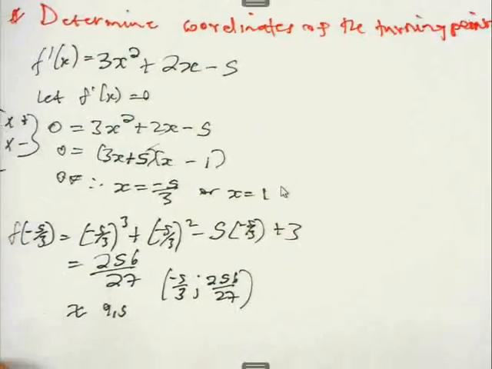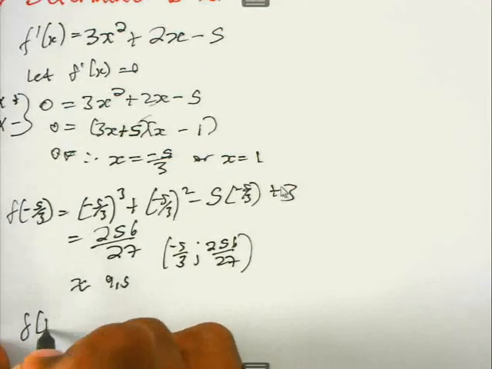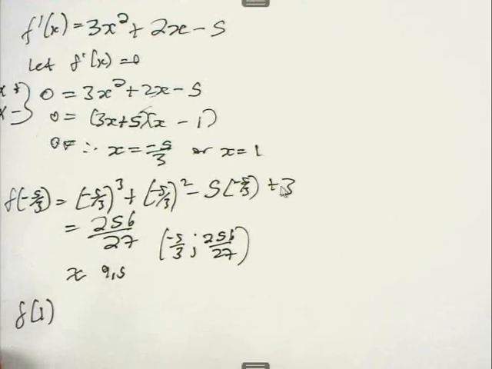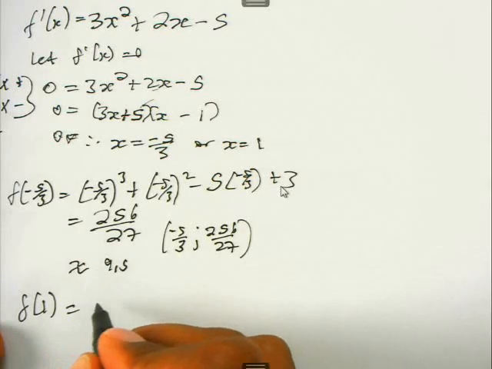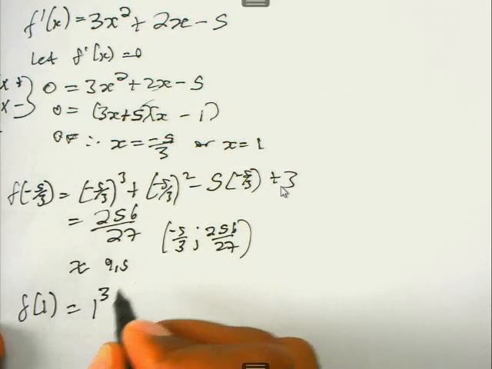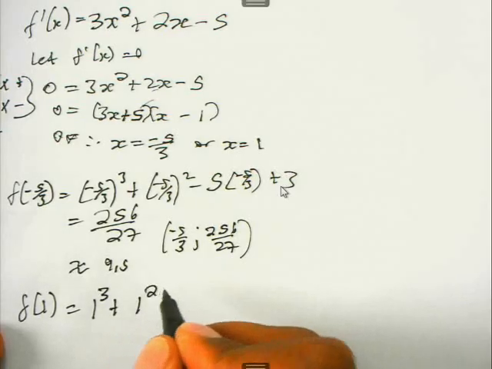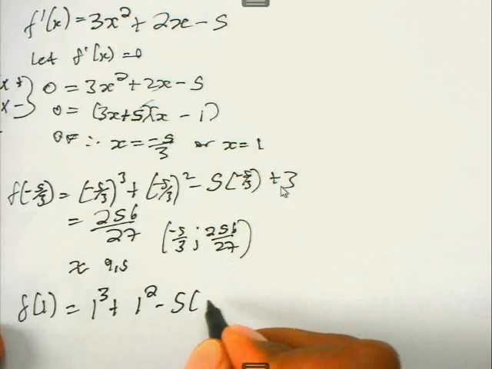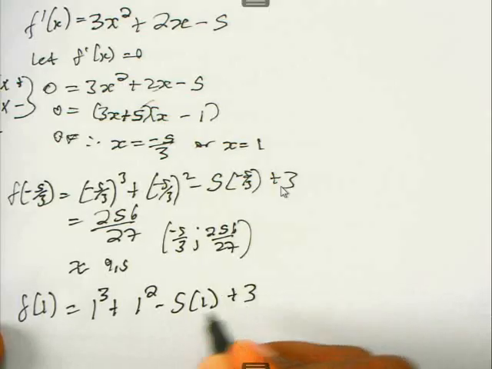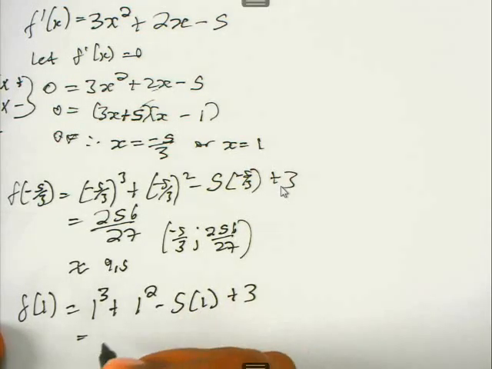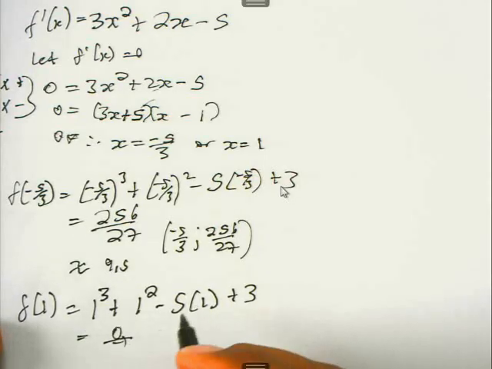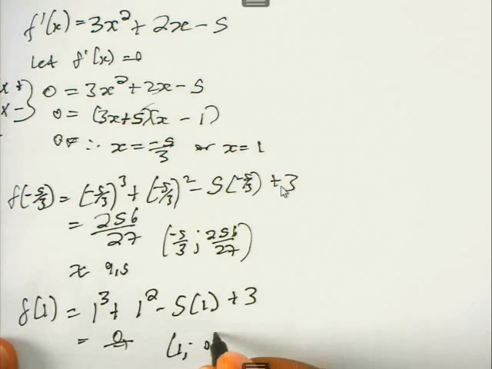The second one, of course, we take f, wherever we see x, we substitute it by 1. And now we are going to have 1 to the exponent of 3 plus 1 squared minus 5 times 1, and then plus 3. That is 1 plus 1 is 2, plus 3 is 5. 5 minus 5 is 0. Then the coordinates there will be (1, 0).